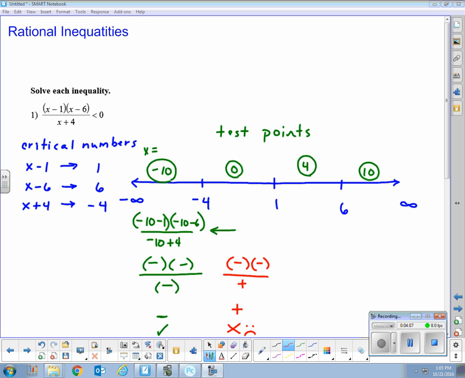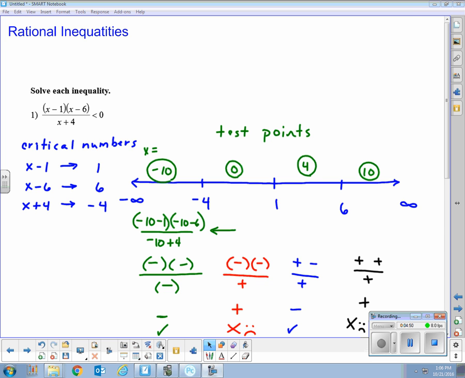I'm going to test the number 4. 4 minus 1 is positive. 4 minus 6 is negative, and 4 plus 4 is positive. A positive times a negative divided by a positive is negative. Negatives are less than 0. This is a solution. And my last test point is the number 10. 10 minus 1 is positive. 10 minus 6 is positive. And 10 plus 4 is positive. And if you multiply 2 positives and divide by a positive, you get a positive, not a solution.